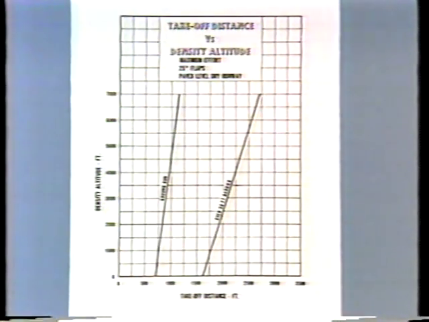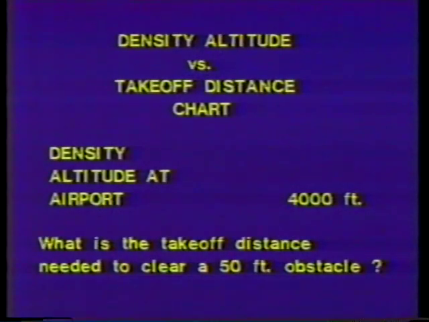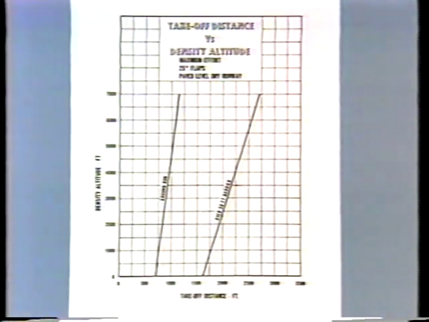Let's solve some problems using this chart. If the density altitude at the airport is 4,000 feet, what is the takeoff distance needed to clear a 50-foot obstacle? Enter the density altitude scale at the 4,000-foot line.